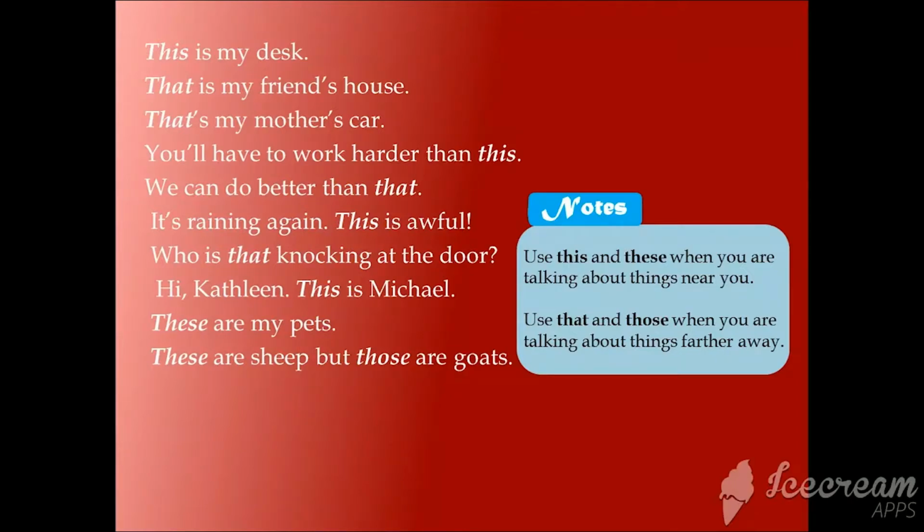Use that and those when you are talking about things farther away. يعني في الحالة ديال that and those كنستعملوها فاش كنهضروا على واحد الحاجة اللي هي بعيدة علينا، يعني كنستعملوهم. هادشي اللي كاين في هاد الفيديو هذا.